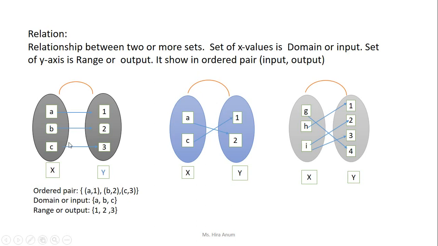A relates with 1. I am talking about this set. In this relation, A belongs to 1, B belongs to 2, C relates with 3. A, B and C are the domain or input and 1, 2 and 3 are our output. Similarly, our domain is A, C and range is 1, 2. Here in example 3, we have domain G, H, I and range 1, 2, 3 and 4.